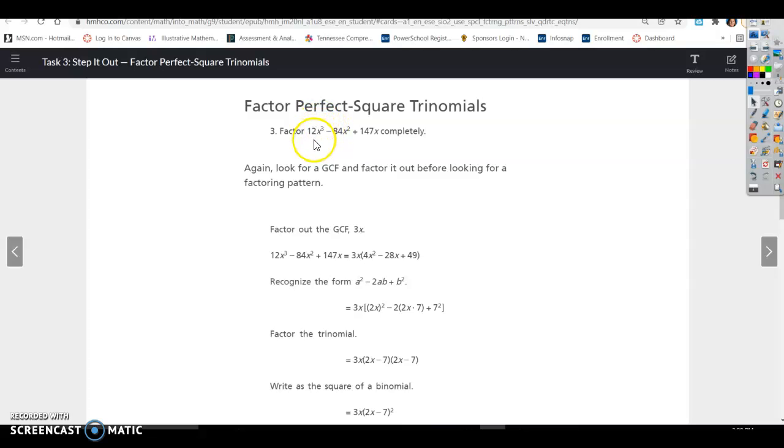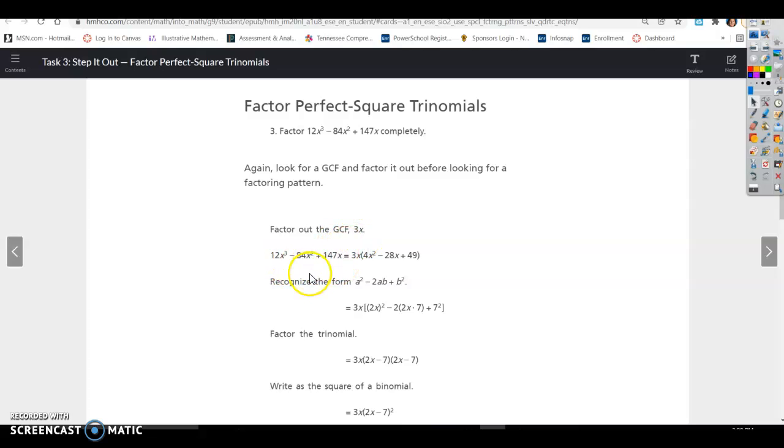We'll start with the factors of 12. Does 12 go into each term evenly? No. So then what are other factors of 12? You've got 1 and 12, 2 and 6, 3 and 4. You're going to check those to see what number goes evenly into each term. All right, if you look, 3 goes into each of these evenly. So 3x would be my greatest common factor.